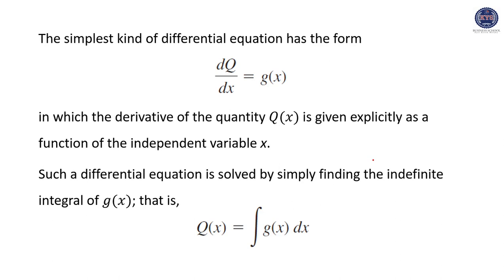The simplest kind of differential equation has the form dq over dx equal to g(x). Actually, q is only a parameter. You might substitute it with any variable that you want. Usually we use dy over dx, in which the derivative of the quantity q(x) is given explicitly as a function of the independent variable x.